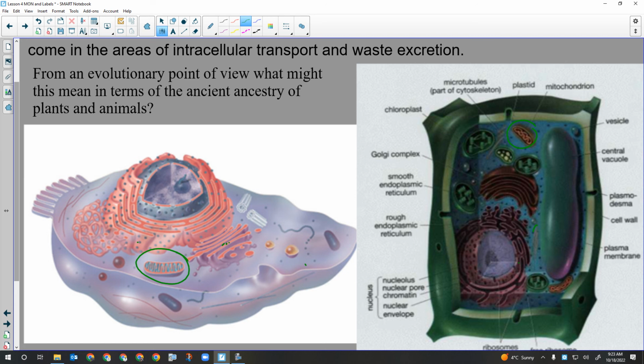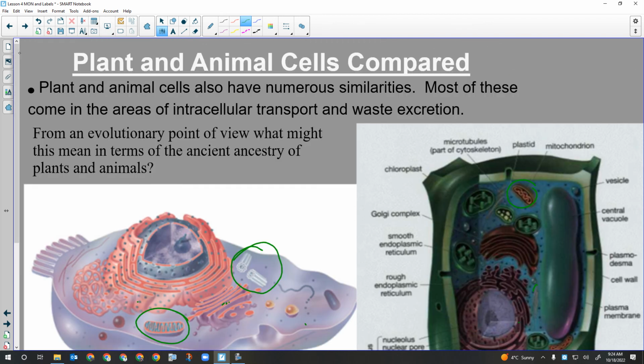Oh, these are the centrioles. These are the things I said that animal cells have that plant cells don't. It wasn't in the other diagram. And they help with cell division. We'll go over that later. All right, so lots of things in common between these cells, more so than they have different.